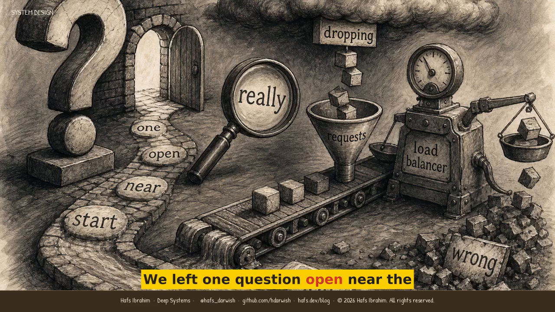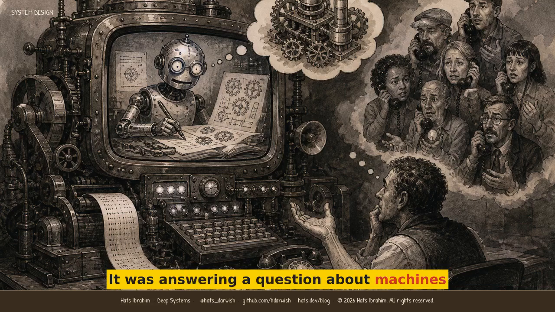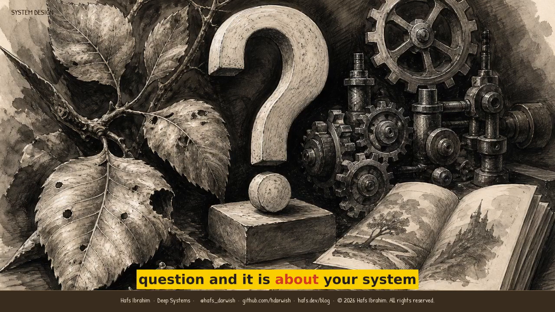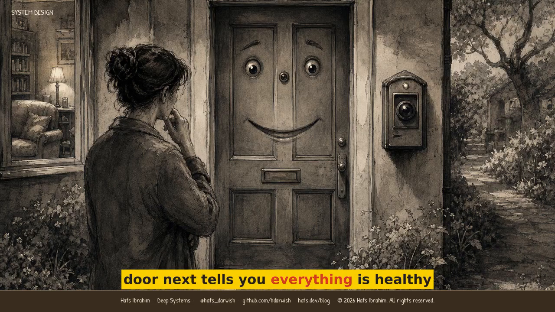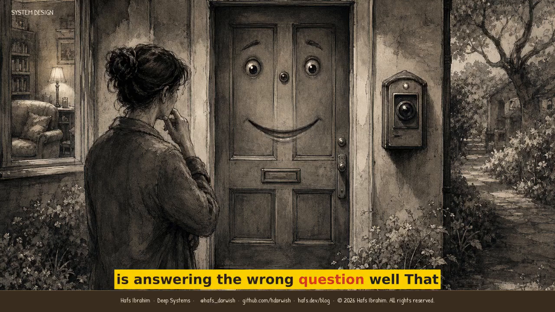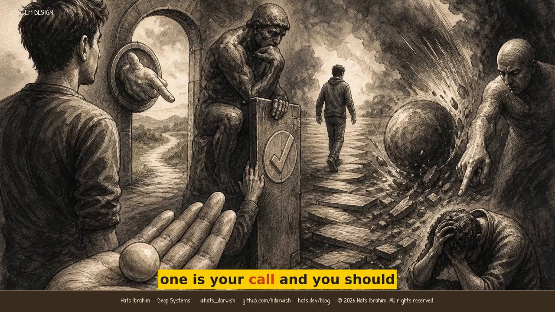We left one question open near the start of this, about what was really dropping those requests, and now you have it. The load balancer was not wrong. It was answering a question about machines with complete accuracy while your actual failure was a question about callers, and it had no way to see it or to say so. Which leaves the real question, and it is about your system rather than this story. When your front door next tells you everything is healthy, will you be able to tell whether it is right, or only whether it is answering the wrong question well? That one is your call, and you should decide it before the next incident decides it for you.